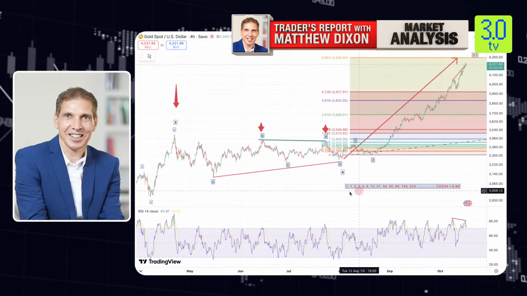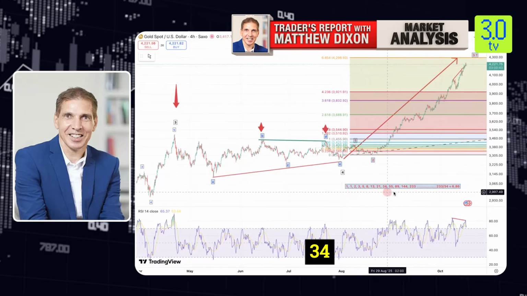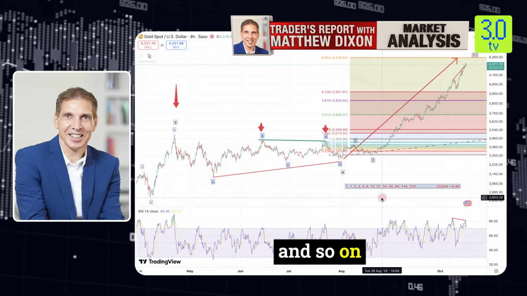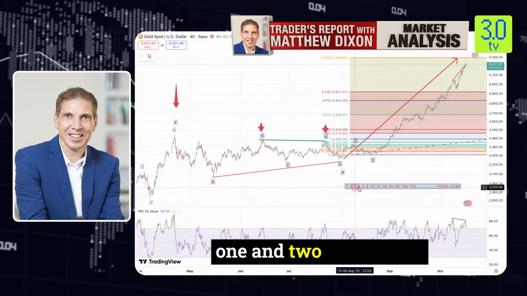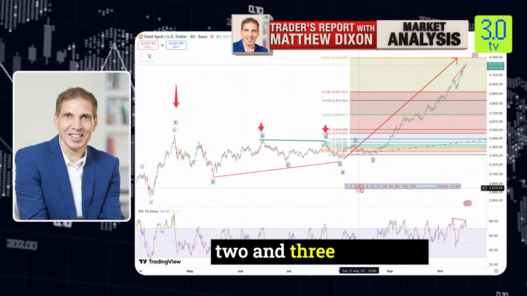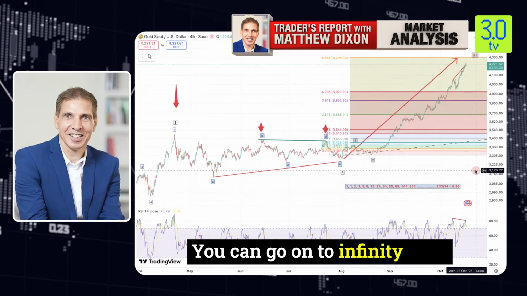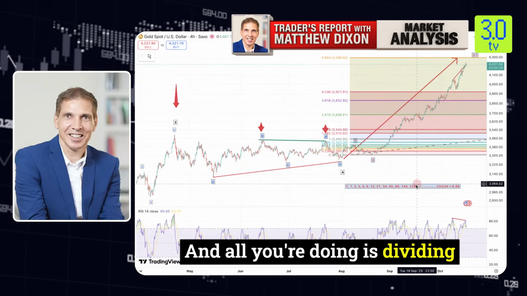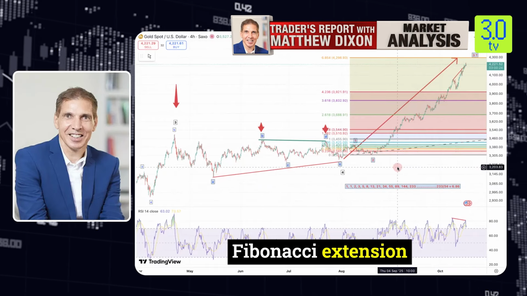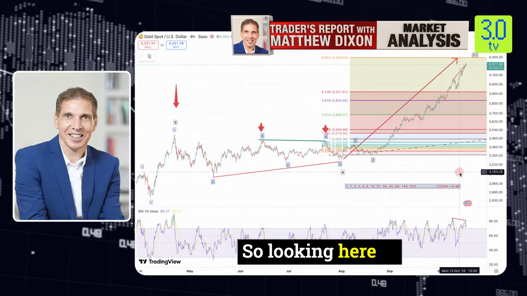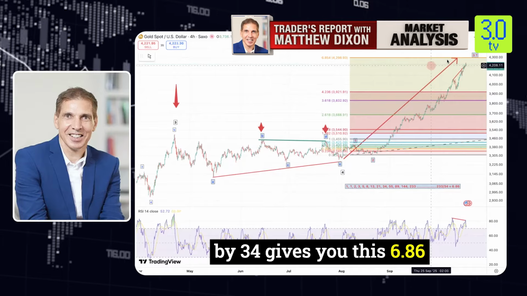Here's the sequence of Fib numbers: 1, 1, 2, 3, 5, 8, 13, 21, 34, 55, and so on. The way it's made up is adding on the previous two numbers. So 1 and 1 makes 2, 1 and 2 make 3, 2 and 3 make 5, 3 and 5 make 8, and so on. You can go on to infinity with that. And all you're doing is dividing the number by the previous number, and it gives you the Fibonacci extension. So looking here at 2 through 3 divided by 34 gives you the 6.86 extension.